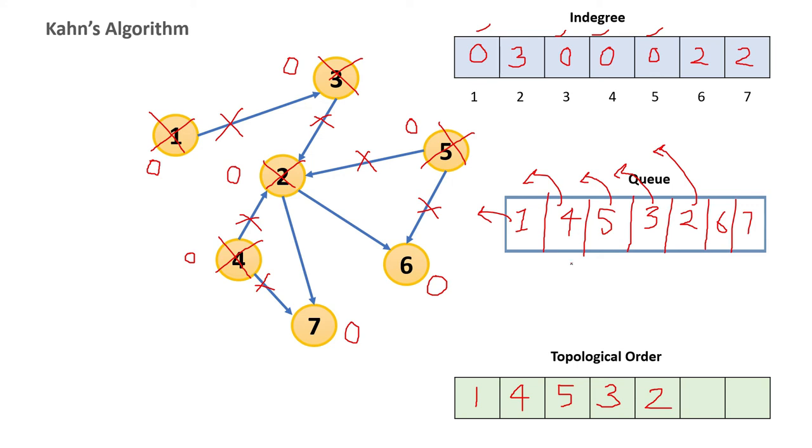Next, 6 will be picked. Okay, 6 has no neighbor, so 6 will be written here. And 7 also will be picked. 7 has no neighbor. And if we check now, the Q has also become empty, right? So we have to stop our operation, and the result we got as topological order is 1 4 5 3 2 6 7. If you proceed in this order, then we will resolve all the dependencies, and this will be the topological order of the graph.